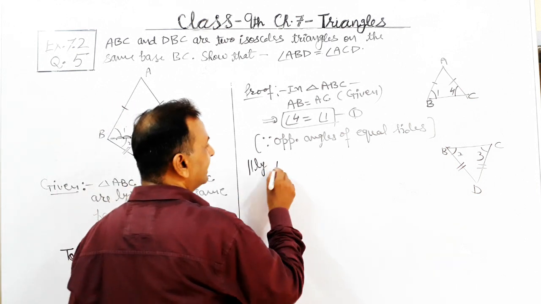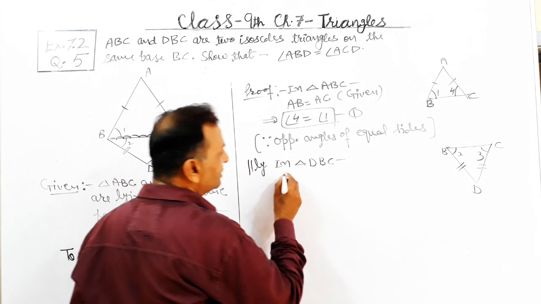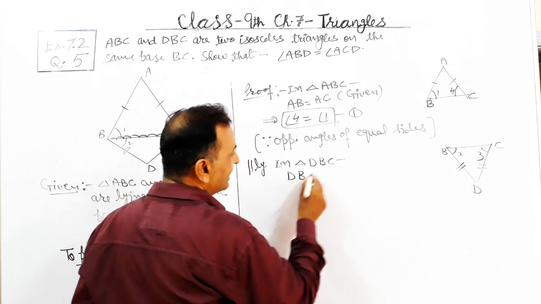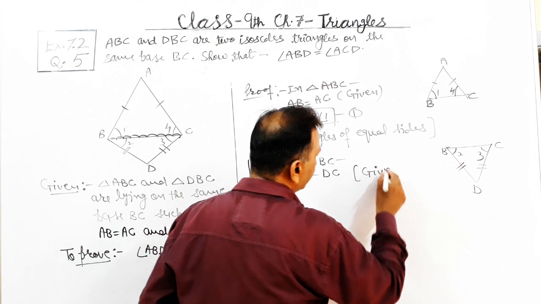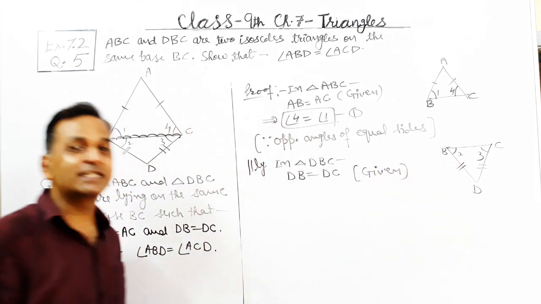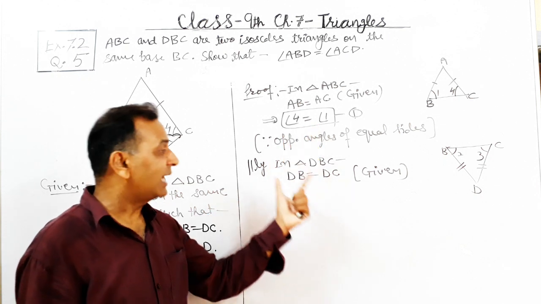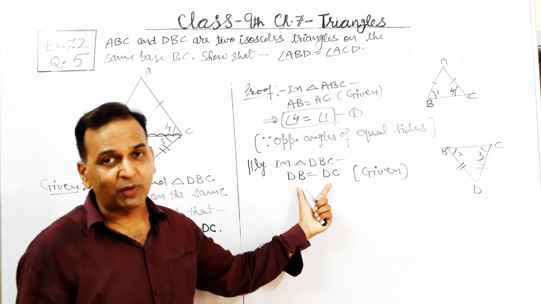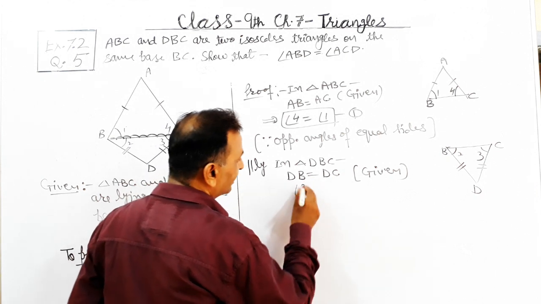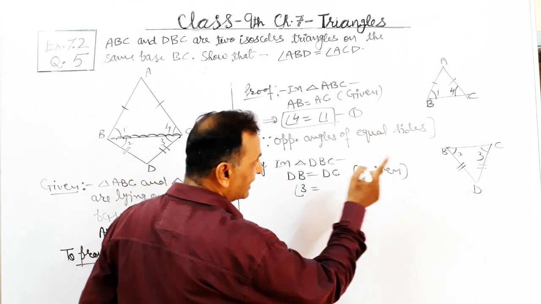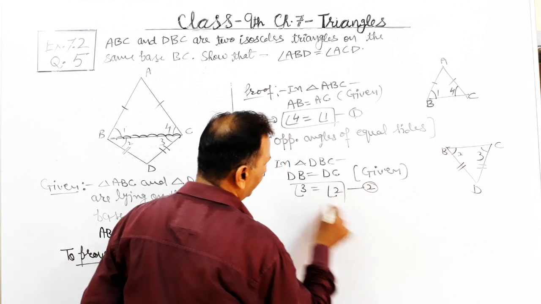So similarly in triangle DBC, what we have, the side DB and side DC are equal to each other because it is given in the question, because it is an isosceles triangle. And again, using the same property, the angles opposite to these two sides will also be equal. The angle opposite to side DB is angle 3, and the angle opposite to side DC is angle 2. They are equal. Give it result number 2.